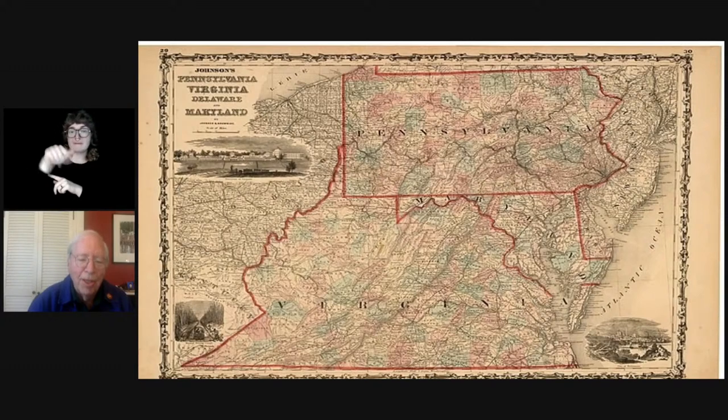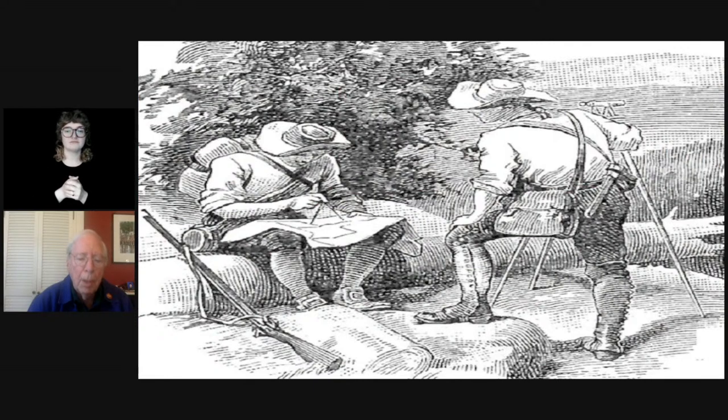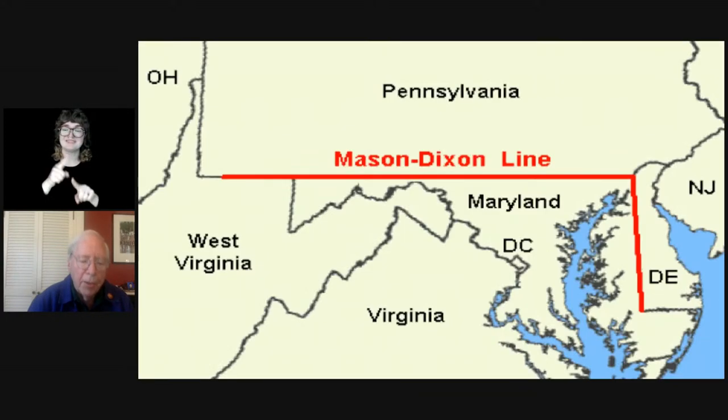Our near neighbors are both so much larger than we are. To the south is Virginia, which once claimed all the then largely unknown lands west of the Appalachians. It also, on occasion, regarded Maryland as an unnecessary nuisance, especially in the 17th century. And here you can see Virginia before West Virginia became a separate state during the Civil War.